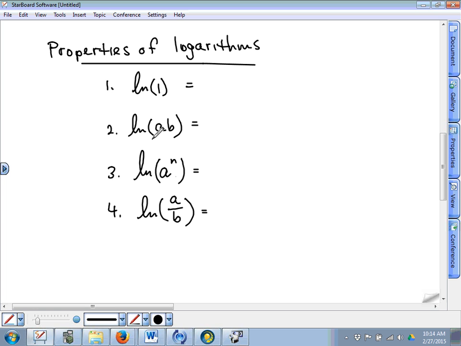The log of 1, the base here is e, it's just 0. The natural log of 1 is always equal to 0. The log base 2 of 1 is equal to 0. Any logarithm, if you're taking the logarithm of 1, it always equals 0. Just something you learned last year.